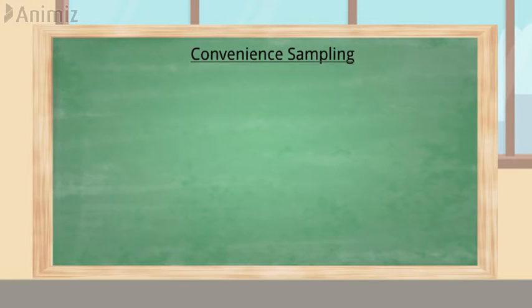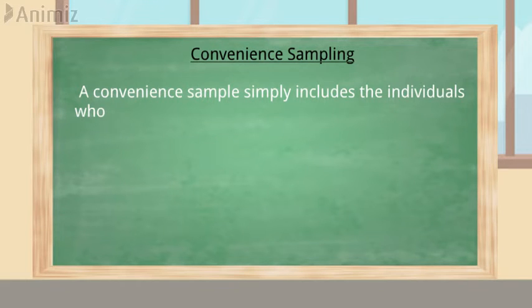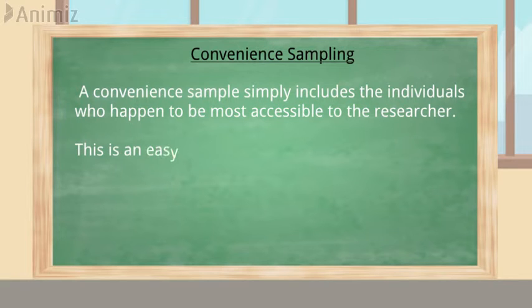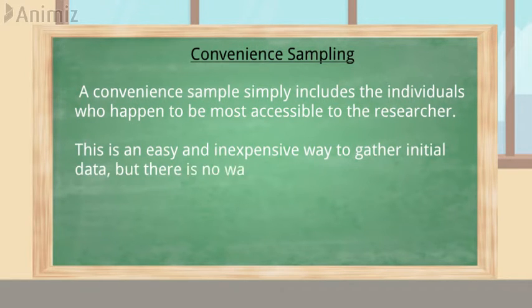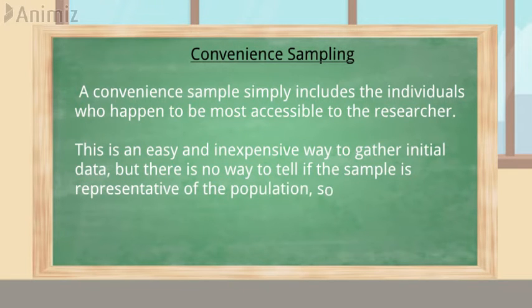Convenience sampling. A convenience sample simply includes the individuals who happen to be the most accessible to the researcher. This is an easy and inexpensive way to gather initial data, but there is no way to tell if the sample is representative of the population, so it can't produce generalizable results.